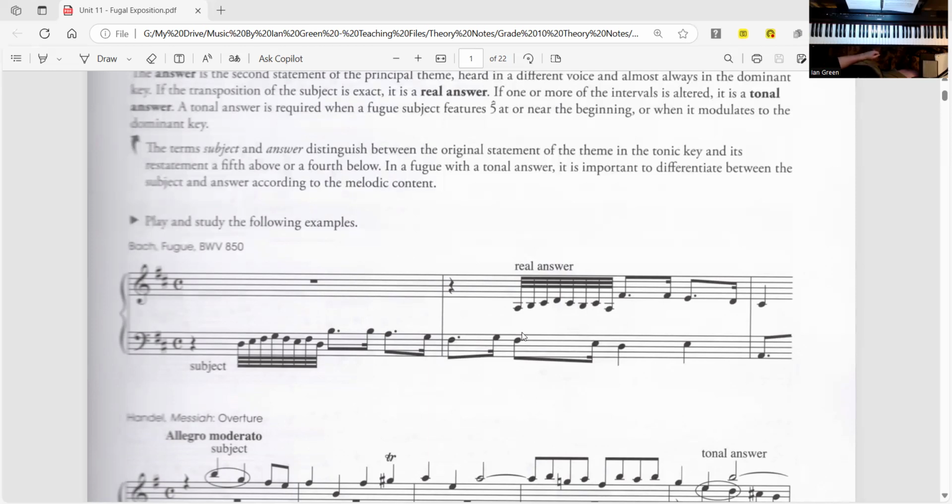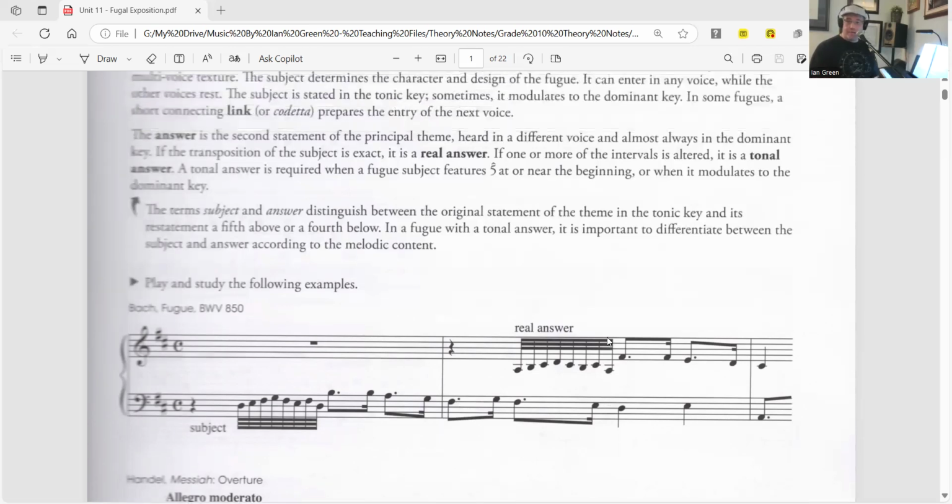So you can see how there's a musical sentence that moves up and then moves down, and then there's also a jump of a sixth and then stepwise motion. The real answer is exactly the same music, just transposed into the key of the dominant, or the key of A major for this next part. So we would call this a real answer because not only is the rhythmic material the same, but all of the intervals are exactly transposed from one scale to another.